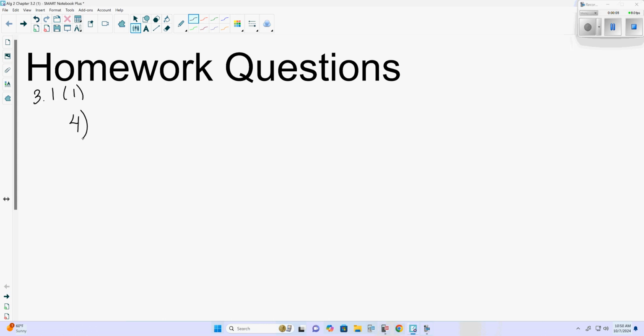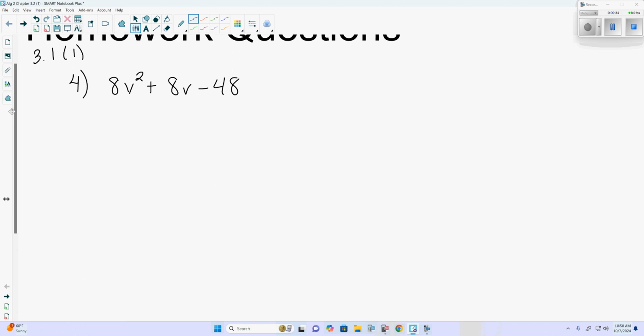All right, guys, we're looking over problem number 4 on 3.11, 8v squared plus 8v minus 48. When we factor, the first thing we need to look for is a greatest common factor. And again, the greatest common factor could be -1 if the first term is negative. Here, our greatest common factor between 8v squared, 8v, and 48 is 8. And if we divide the 8 out of all three terms, we factor it out.